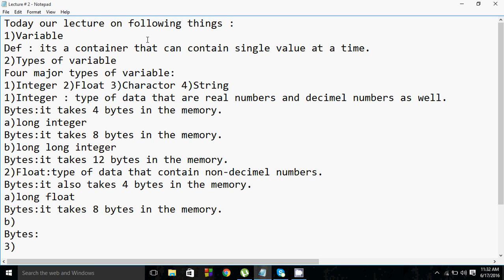And if our data is too long and cannot be stored in the long float, we have to choose long long float. Yes, the extended type of long float. As we know, long takes 4 bytes in the memory, the second long also takes 4 bytes, and the float also takes 4 bytes in the memory. So it directly means that it takes 12 bytes in the memory.